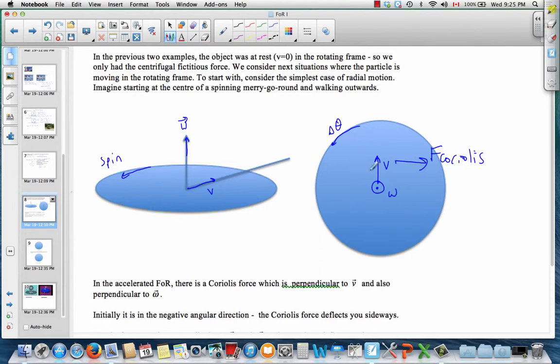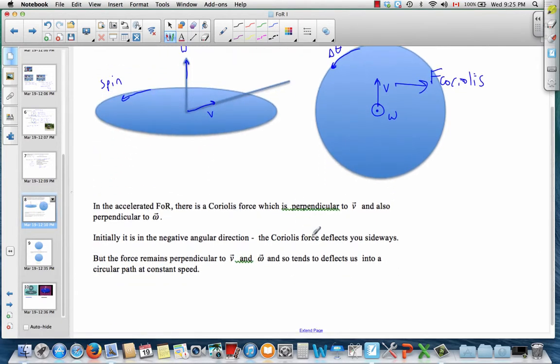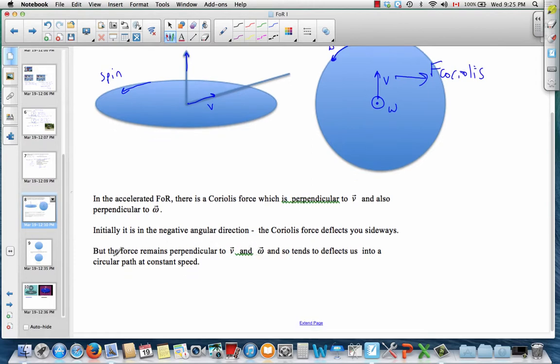And it happens when you're moving in a rotating reference frame. So, it's perpendicular to both v and omega in a right-hand sense. Now, in this case, it ends up being opposite to the direction of rotation. And it's always going to be, because it's perpendicular to v, that the Coriolis force is going to deflect you sideways. Now, it's going to remain perpendicular to v and omega, and so as a result, it's going to tend to turn us into a circle.